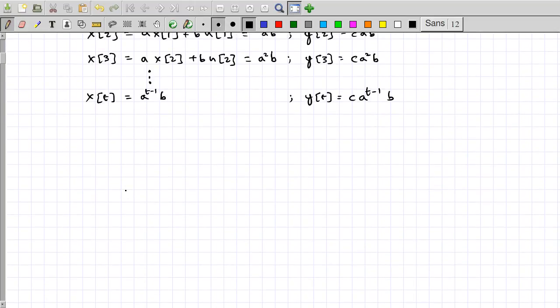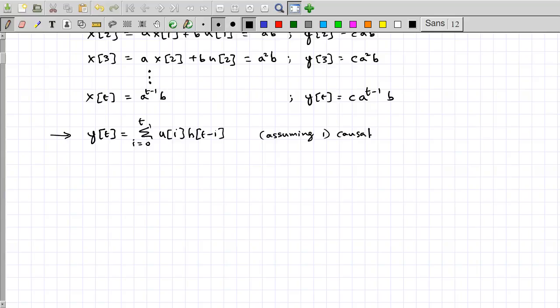Now recall that our expression for the impulse response, the general input-output function from the last lecture, was y of t equals the sum from i equals 0 to t of u of i times h of t minus i. Now this is assuming one, causal, and two, u of t equals 0 for t less than 0.